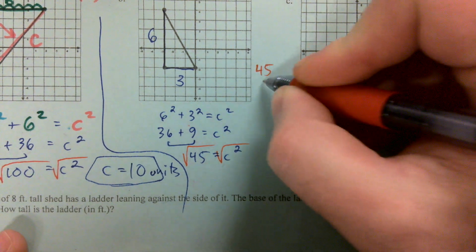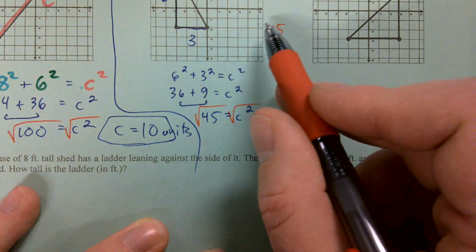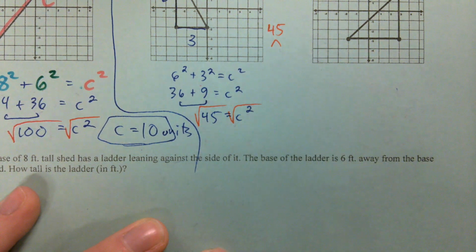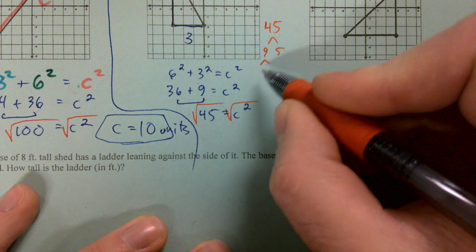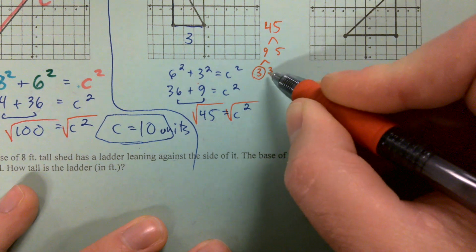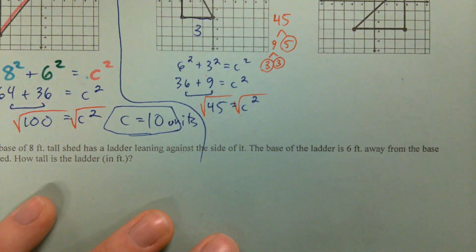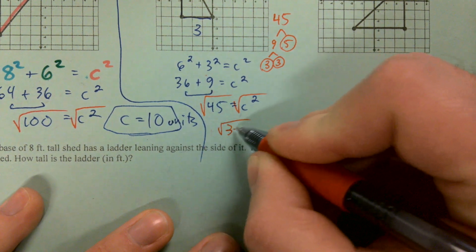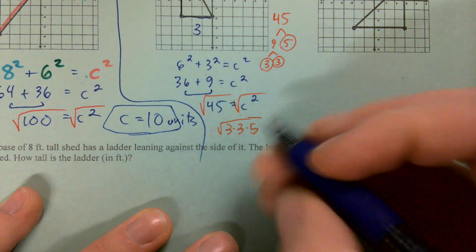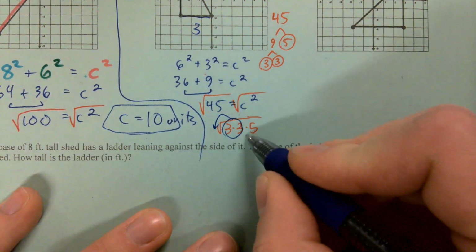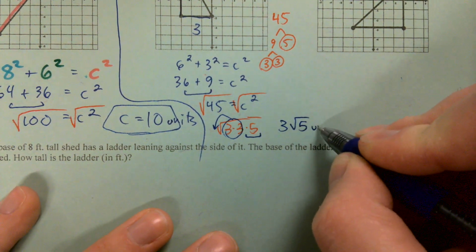So, anytime we take the square root of an imperfect square, we have to do a factor tree. What two numbers multiply to give me 45? 9 and 5. What two numbers multiply to give me 9? 3 and 3. I've got a 3, a 3, and a 5. 3 times 3 times 5. Are there any pairs I can bring out? A pair of 3s comes out. What's my leftover? 5 is left inside the square root. 3 root 5 units.